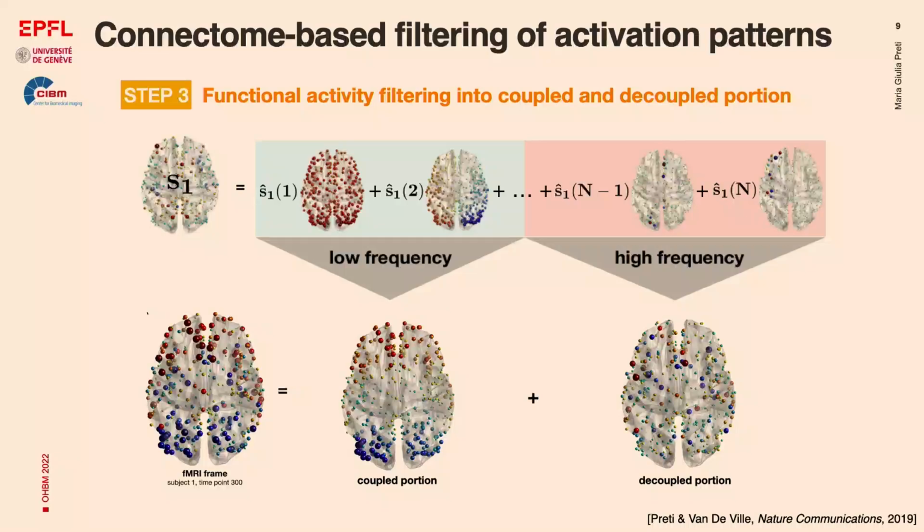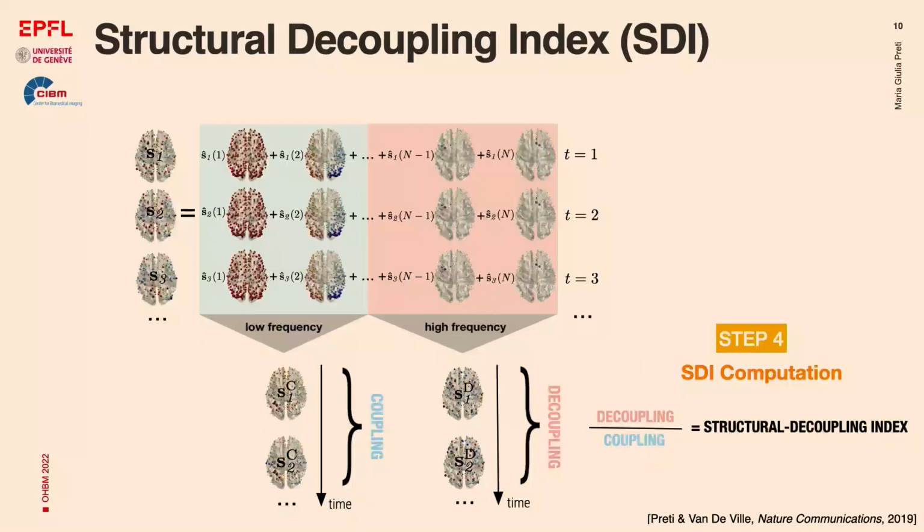So this is a real example. So you see that an fMRI frame of a certain subject is subdivided into these two portions, that the coupled portion captures more the portion of functional signal that is directly explained by structural connectivity underneath, while the decoupled portion captures the patterns that ride on top of it. So whatever is left, basically, in the signal. So we do that for each time point. We repeat that for time point 1, 2, 3, and so on. And what we obtain is two versions of the time courses now, okay? One that is coupled to the structural connectome and one that is decoupled.